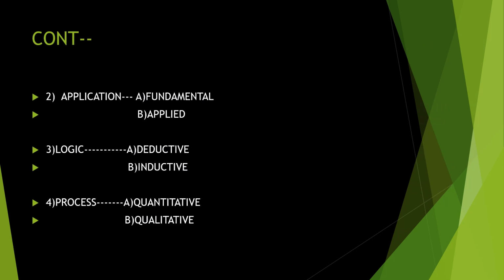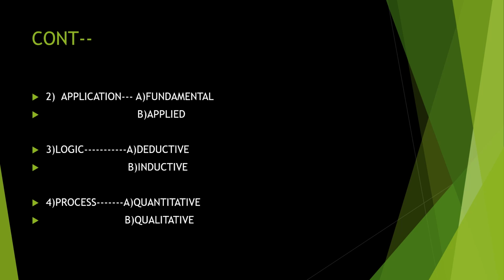Next, according to application, meaning how we can use the research. According to the application, there are 2 types of research. One is fundamental: some knowledge already exists, and you are just adding to it. Whatever research you have done, you add this knowledge to the previously existing one. That is called fundamental research. Applied research means whatever you have found out is useful in daily life. It is helpful to solve a problem. That is what we call applied research. So it is useful in daily life or for the future.